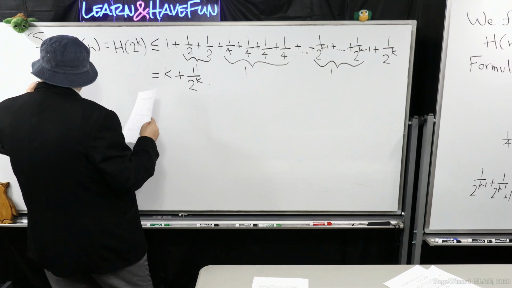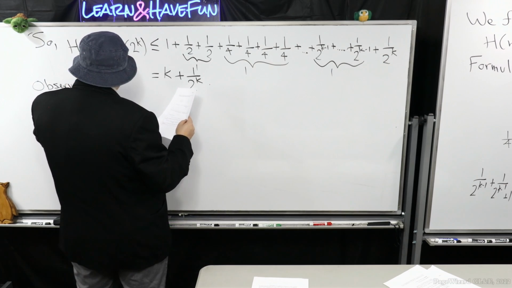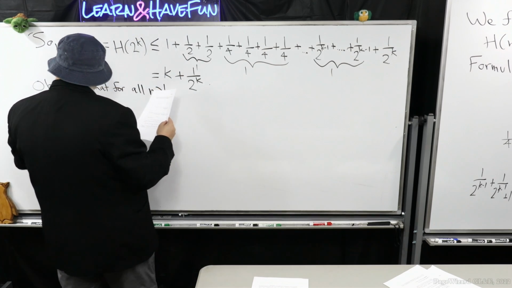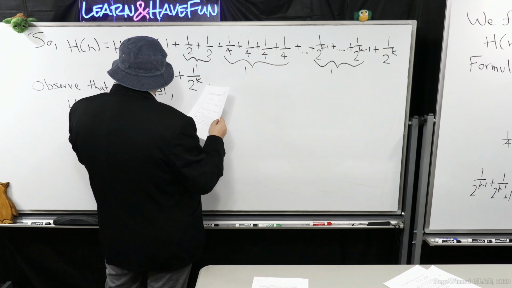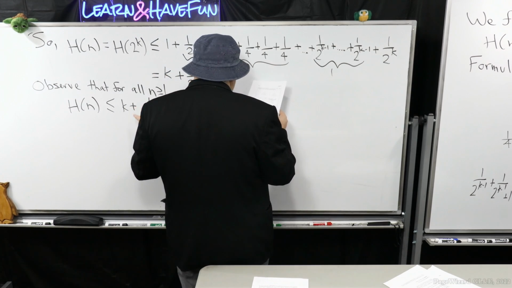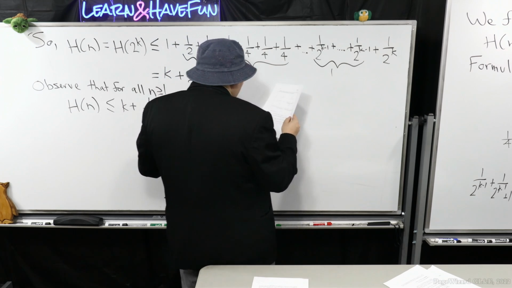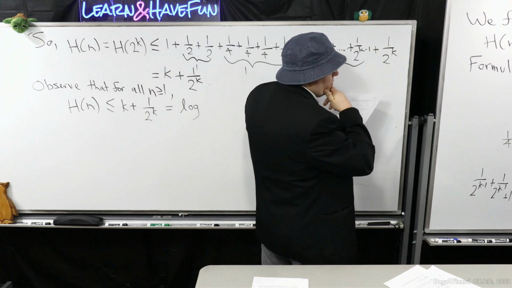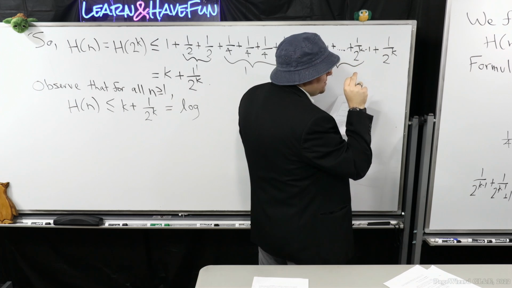So observe that for all n greater or equal to 1, h of n is less or equal to k plus 1 over 2 to the power of k, which is equal to, remember, k here. You might say, okay, Dan, what's a k? Well, think about it. In our example over here, we wrote out what that was.